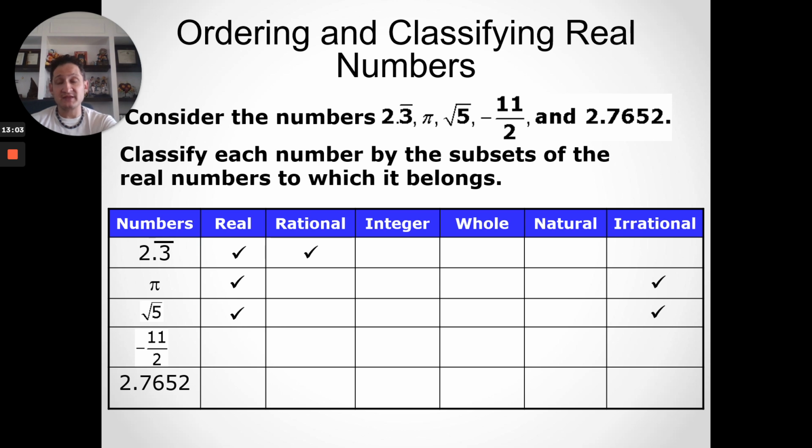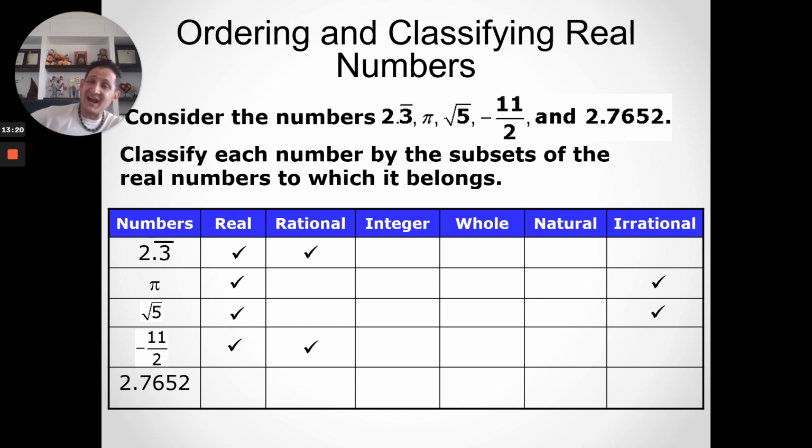Negative 11/2. Okay, now we're finally in something that can be represented as a fraction. So obviously it's real, obviously it's rational. But again, none of these are visual things on the number line, so I'm not going to. They're decimals. 0.5, that's -0.5, right? So that's all we're going to do. No integer, no whole, no natural.